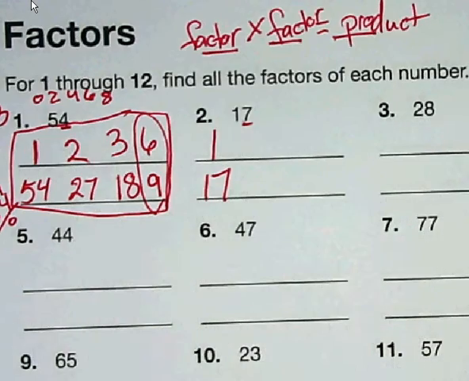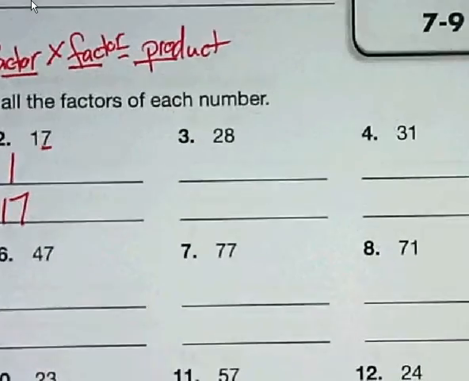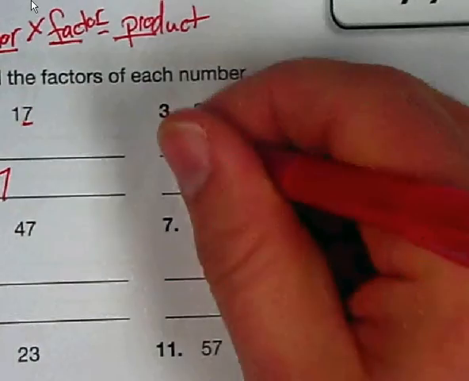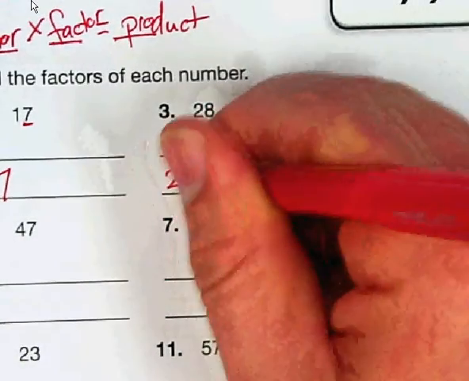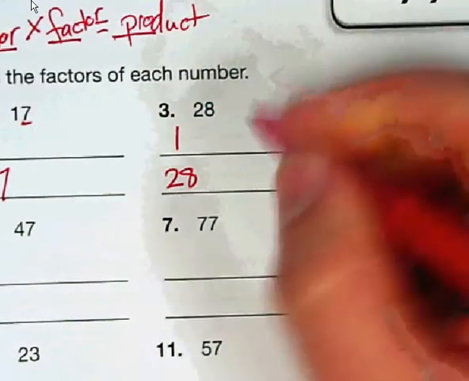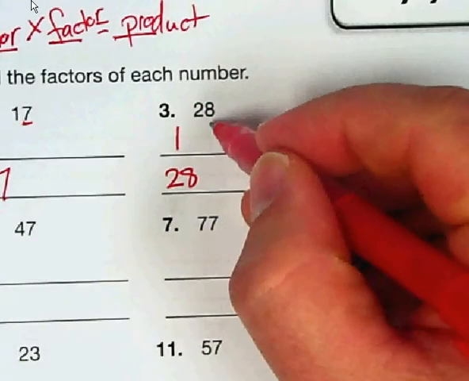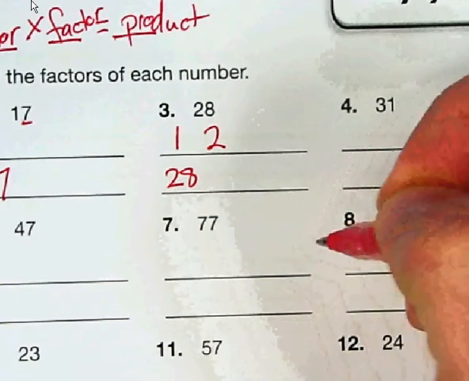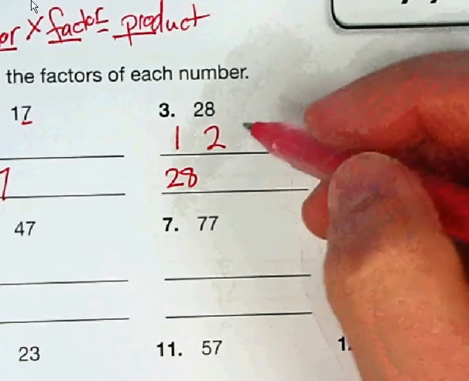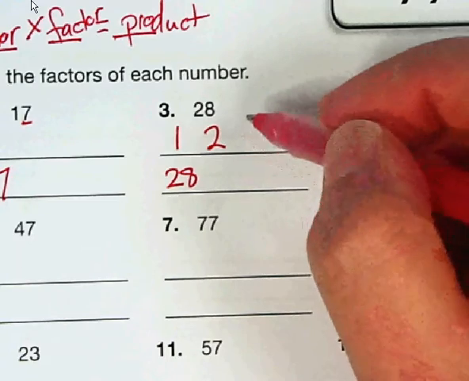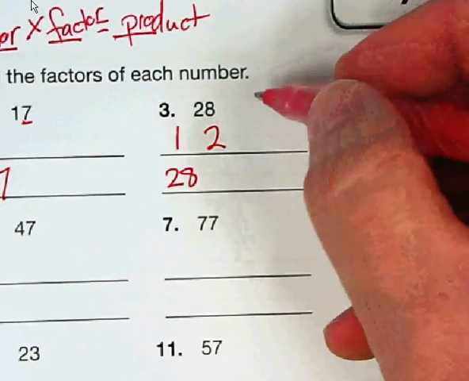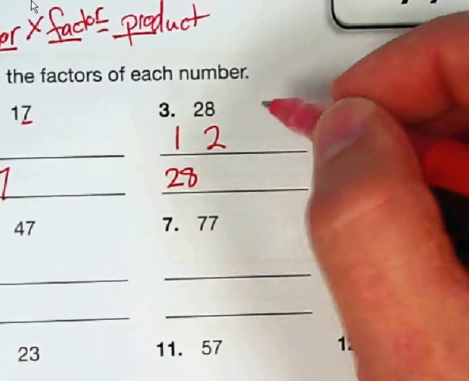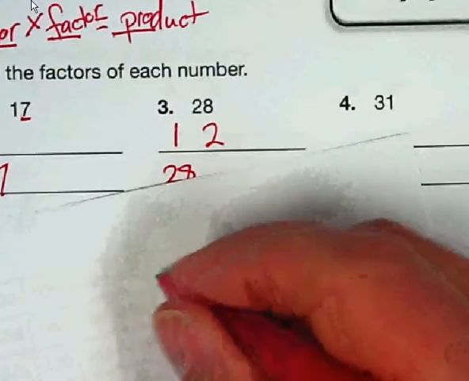So I'll go ahead and do one more with you since that was such an easy one. Okay, number 3. Again, we're going to start with the number 1 and the 28. So 1 and 28. And then since 28 is an even number, we know that 2 is a factor. You could count by 2s and figure out what the other factor is, or you could divide. So I'm just going to divide it real quick.